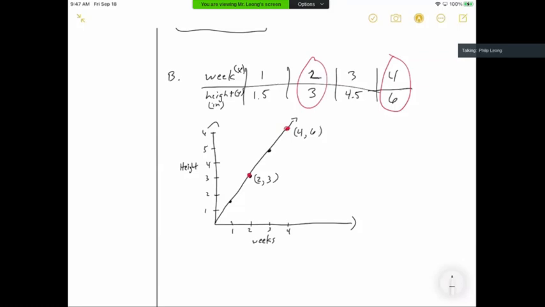But Mr. Young, are you allowed to skip a point? Yeah, remember, it doesn't matter. You can use any 2 points on the graph, and the numbers will come out the same. You might have to simplify, but you can use any 2 points. Okay? All right, so let's find our rise over run.